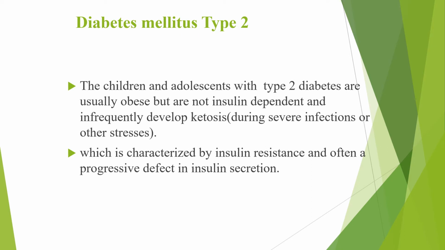The children and the adolescents with type 2 diabetes are usually obese, but they are not insulin dependent and do not frequently develop ketosis. But they sometimes develop ketosis during severe infection and other stresses, which is characterized by insulin resistance and often a progressive defect in insulin secretion. The main problem of type 2 diabetes mellitus is insulin resistance, and later it might also affect insulin secretion.